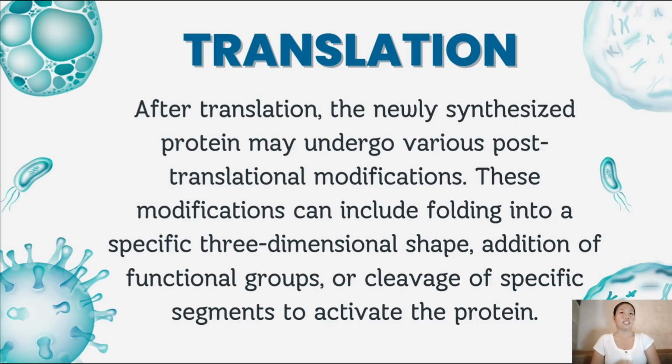After the translation, the newly synthesized protein may undergo various post-translational modifications. These modifications can include folding into a specific three-dimensional shape or 3D shape, addition of functional groups, or cleavage of specific segments to activate the protein. Once the chain is built, it must fold into a specific 3D shape or be chemically modified to become a functional protein that can actually do work in our body. So that is the process of translation.